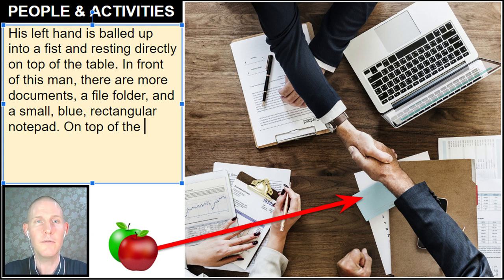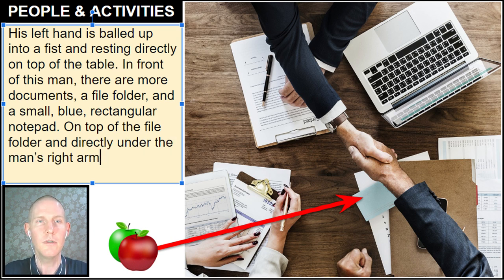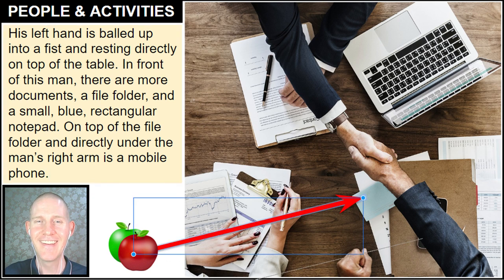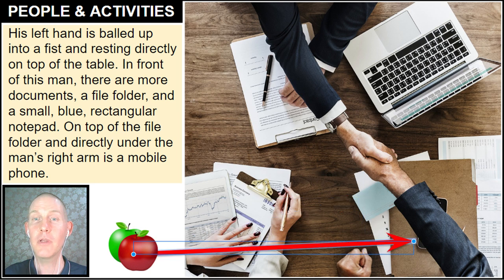On top of the file folder and directly under the man's right arm is a mobile phone. All right, so this is a very specific location and very specific directions for the placement of the phone. On top of the file folder and directly under the man's right arm is a mobile phone, right? There's really no way to confuse the location of the phone.